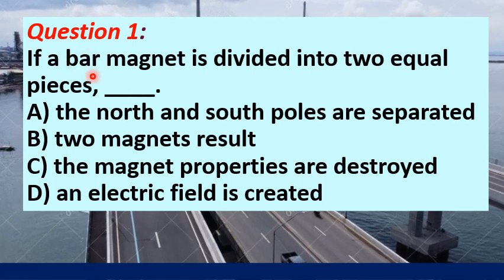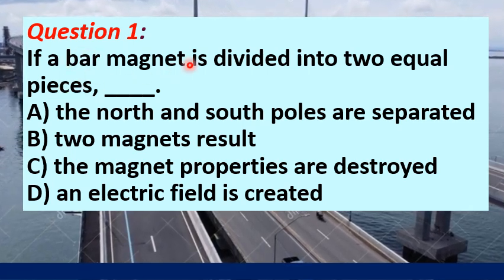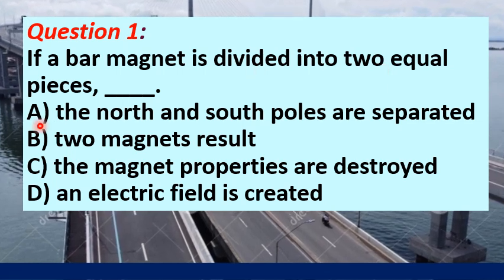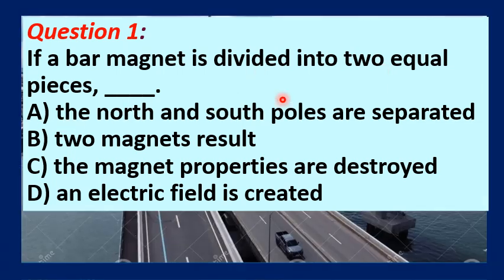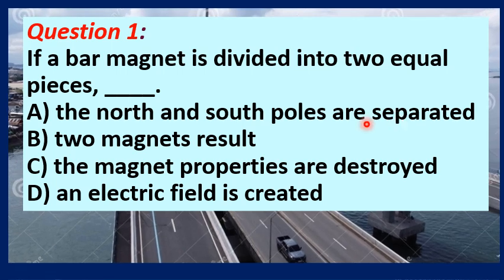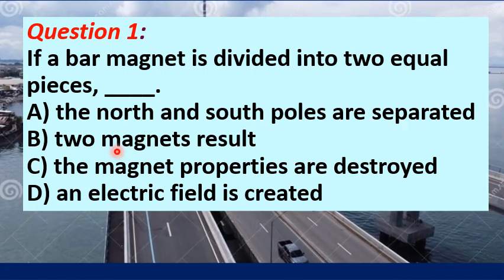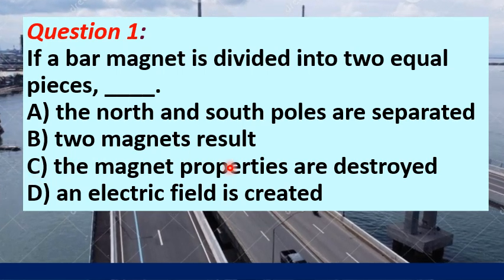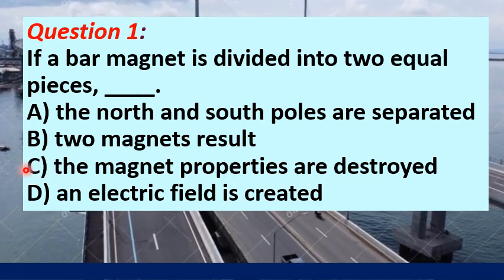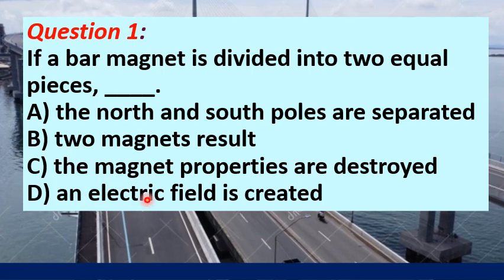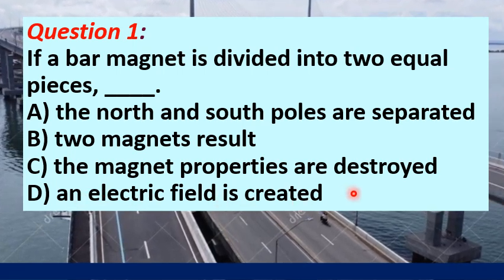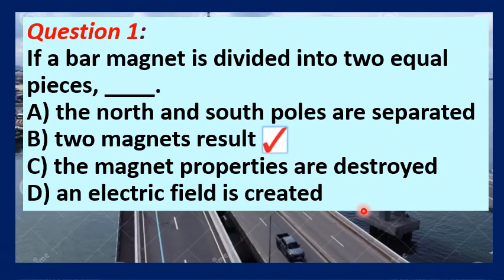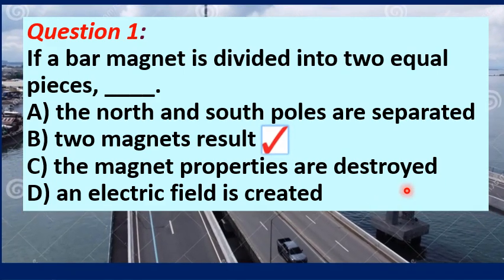Question number 1. If a bar magnet is divided into two equal pieces, option letter A, the north and south poles are separated, option letter B, two magnets result, option letter C, the magnet properties are destroyed, and option D, an electric field is created. The correct answer is option letter B. The two magnets result.